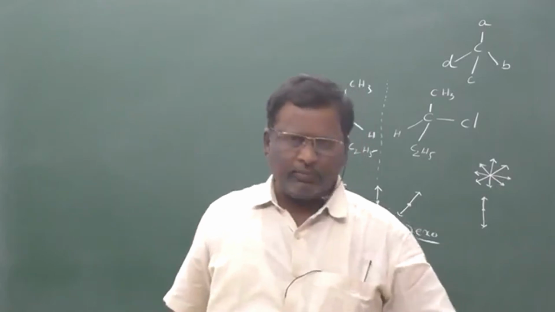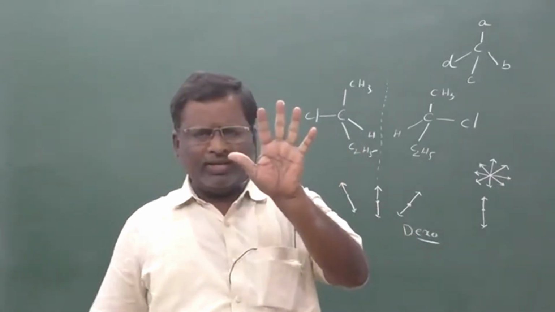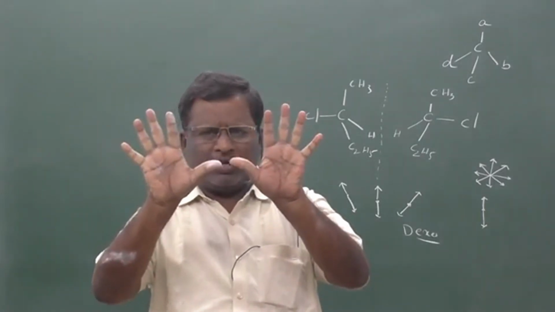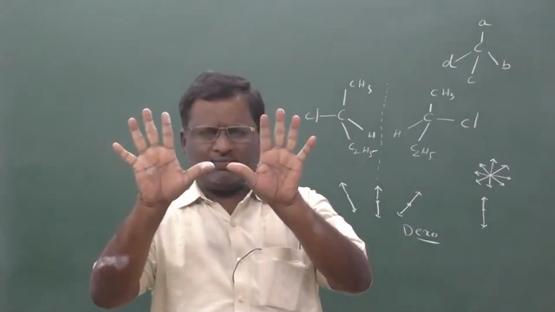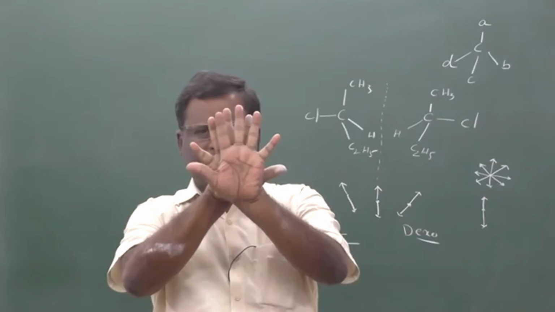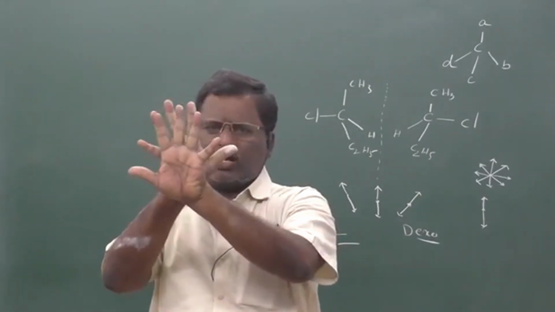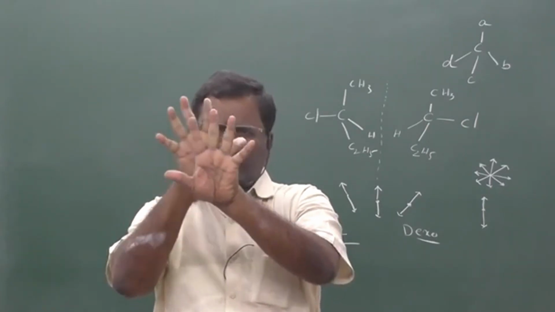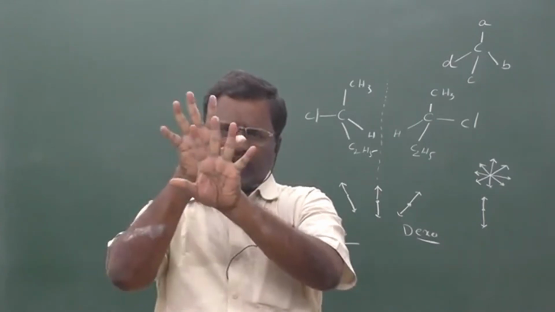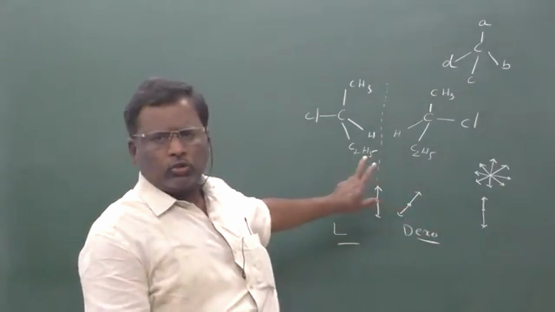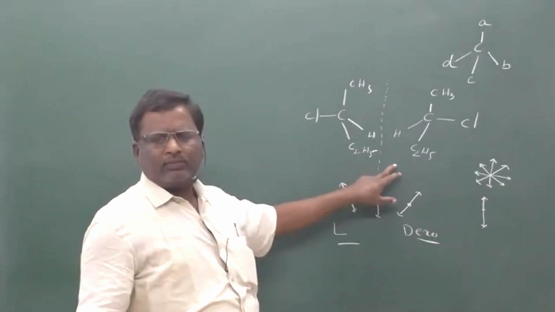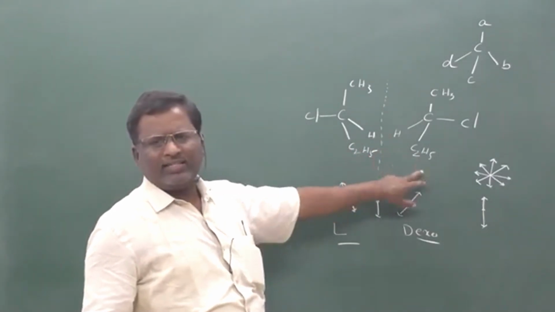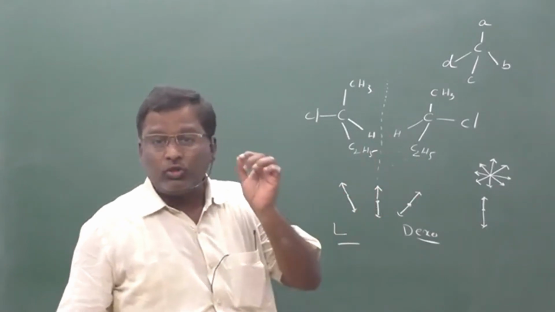Superimposable means, for example, this is my hand. The mirror image of this hand is this. So if I keep one mirror, the image appears like this. Now if you keep this like this, it does not coincide. All fingers are not coinciding. If they coincide, then it is said to be superimposable. If it does not coincide, they are said to be non-superimposable. So the two optical isomers which are mirror images of each other and non-superimposable are said to be enantiomers.